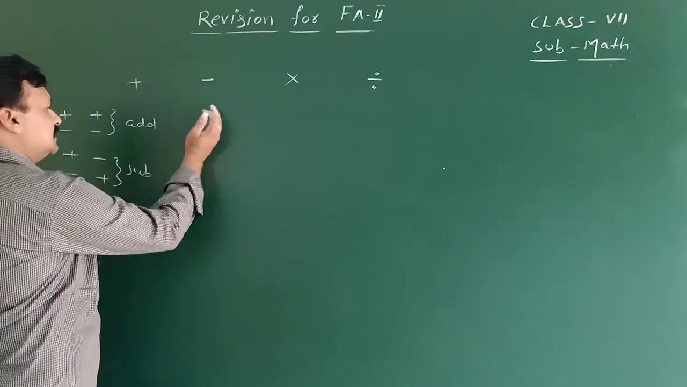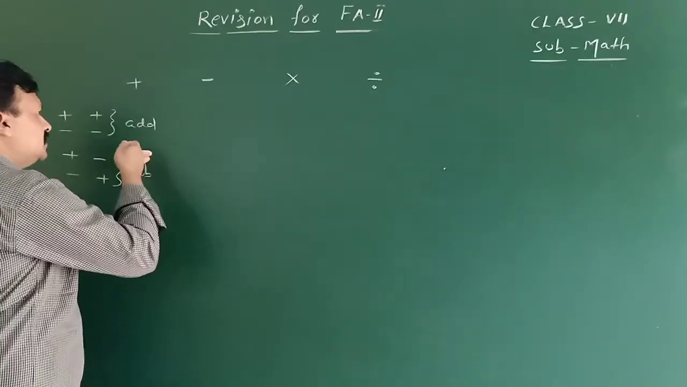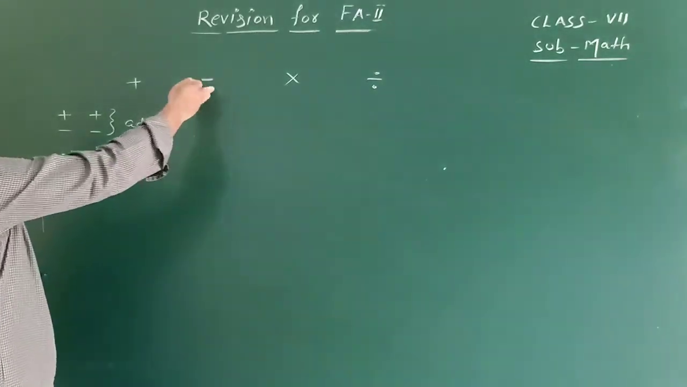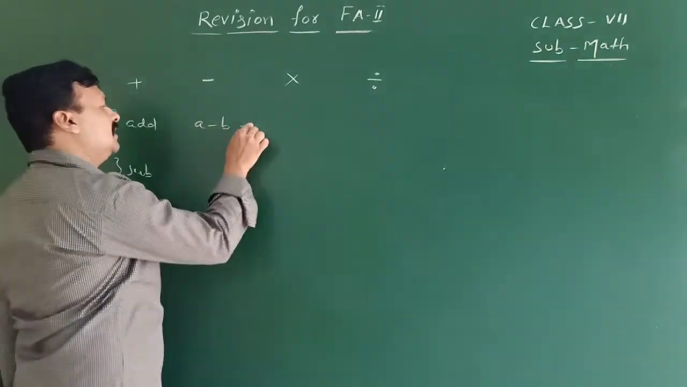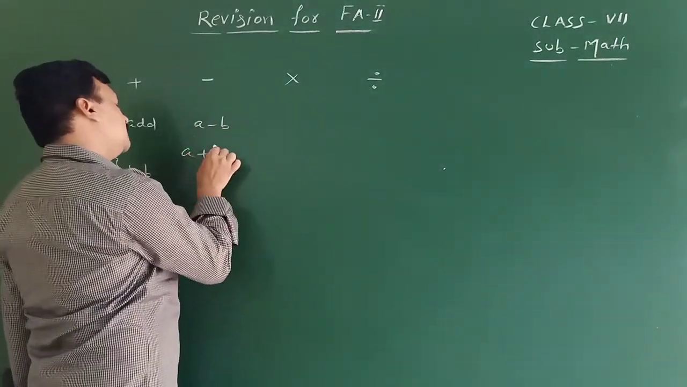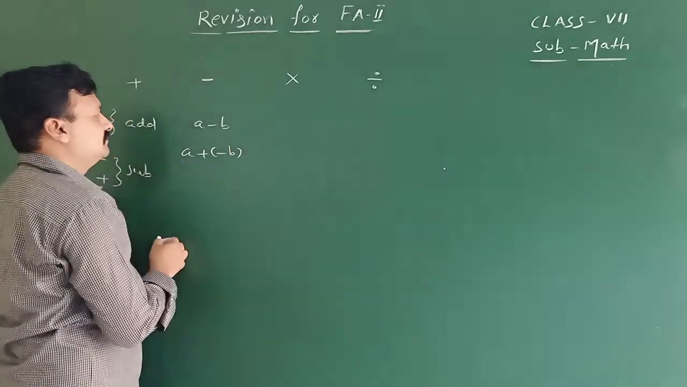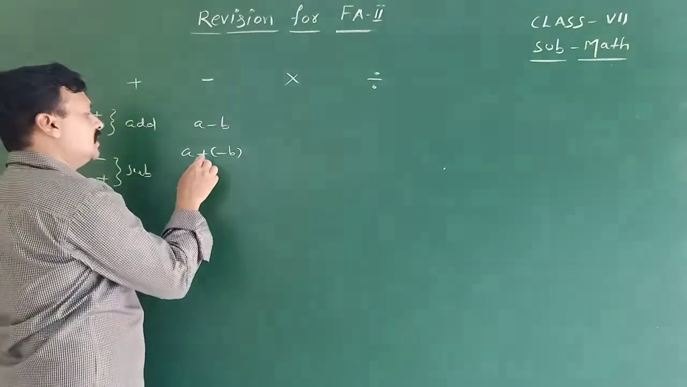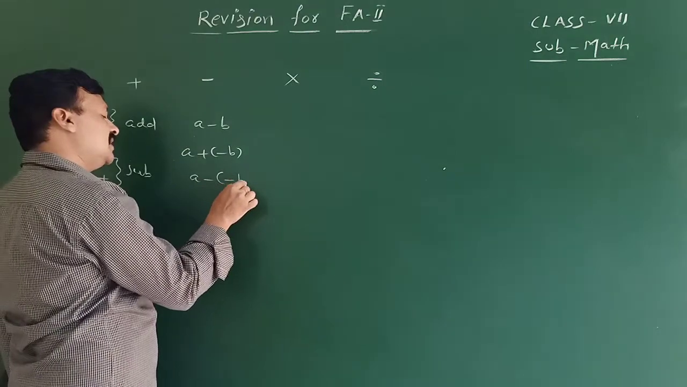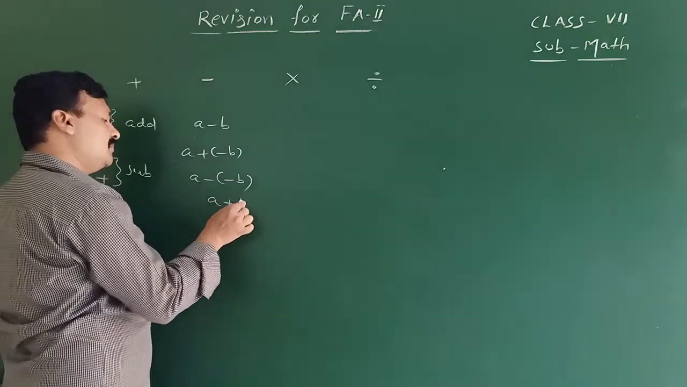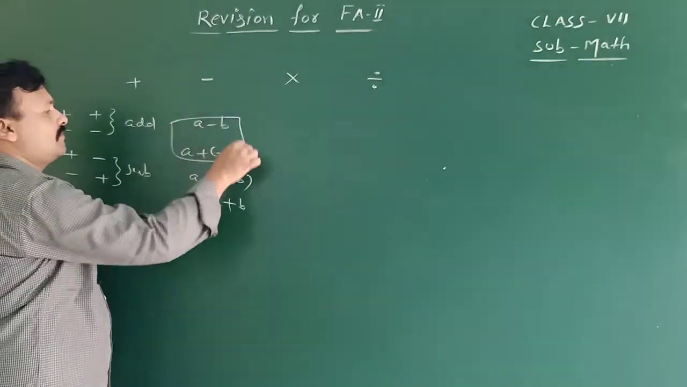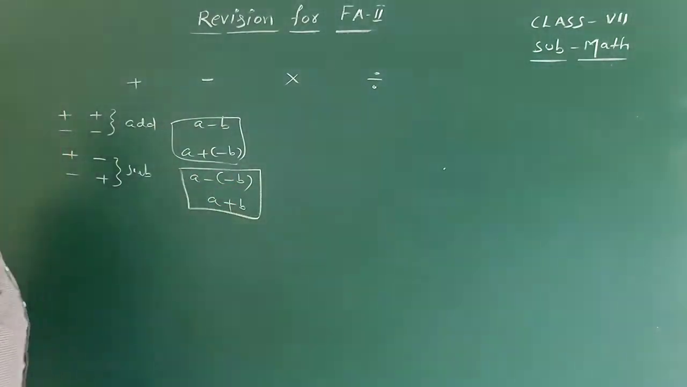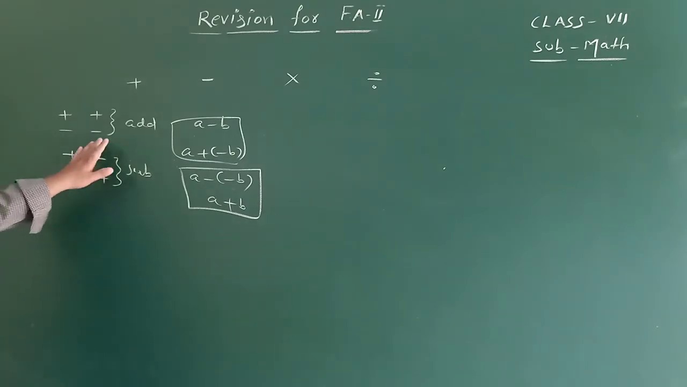For the subtraction, it is the additive inverse of addition, so it is addition only. That's why there is no special process for the subtraction. That means a minus b is nothing but a plus of minus b. Okay, a minus of minus b equals a plus b. Here, once subtraction is converted into addition, the same process applies.